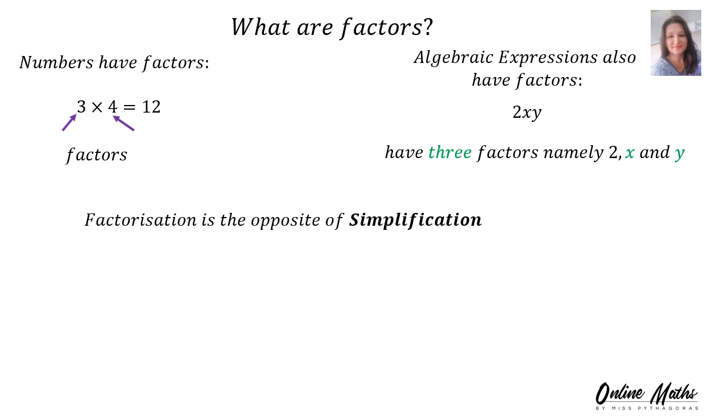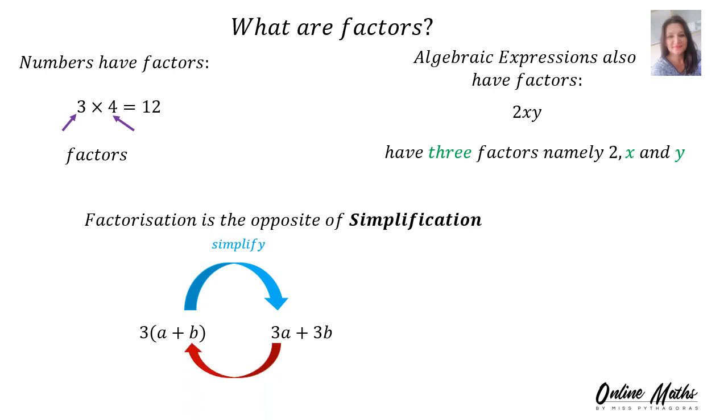Factorization is the opposite of simplification. When I give you 3 bracket a plus b, when you simplify, you use the distributive property of multiplication, and then that becomes 3a plus 3b. Now factorization is the exact opposite of simplification, where I give you 3a plus 3b, and when you factorize, you end with 3 bracket a plus b. So in short, factorization is putting things into brackets.